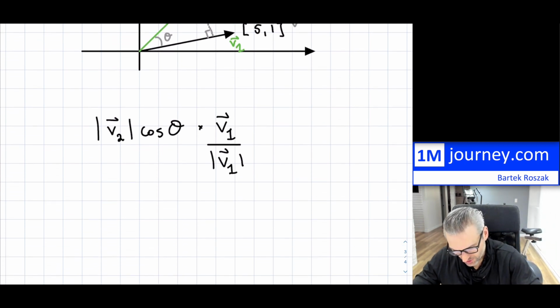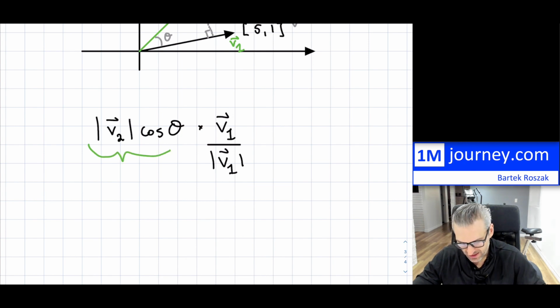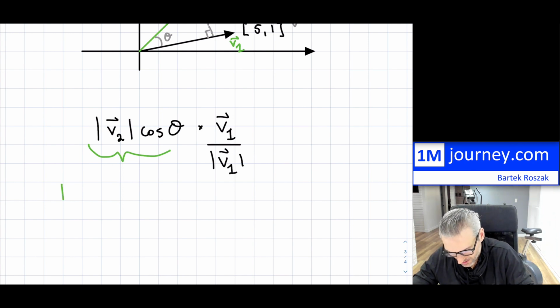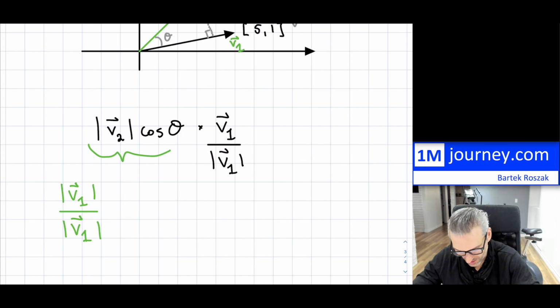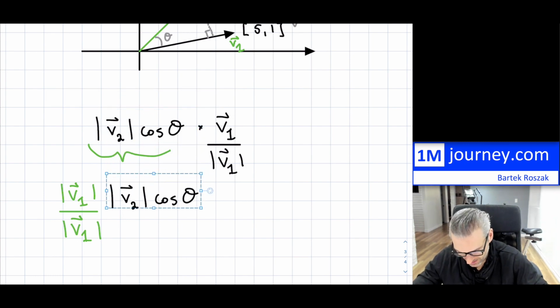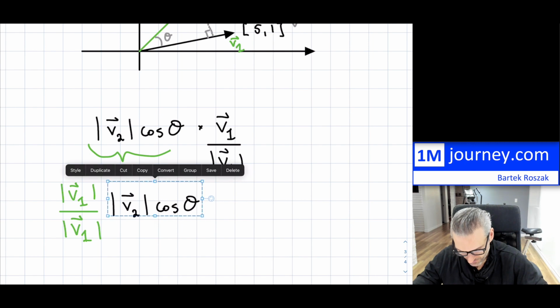Now this is going to be from right here. I just want to take this and multiply it out by the magnitude of v1, and I'm also going to be dividing it by the magnitude of v1. So really I'm just multiplying by 1, because the magnitude of v1 divided by itself is 1, so it doesn't change anything. And now I'm going to duplicate this and drop it in here.